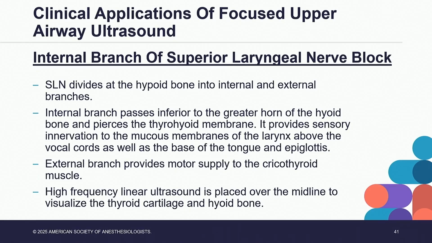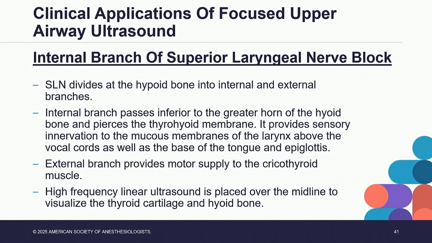The superior laryngeal nerve divides near the hyoid bone into internal and external branches. The internal branch passes inferior to the greater horn of the hyoid bone and pierces the thyrohyoid membrane, providing sensory innervation to the mucous membranes of the larynx above the vocal cords, as well as the base of the tongue and epiglottis. The external branch provides motor supply to the cricothyroid muscle.